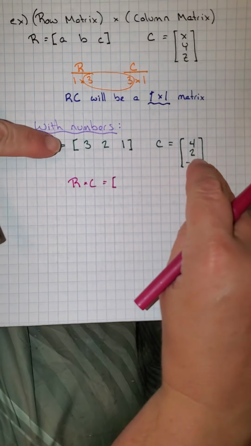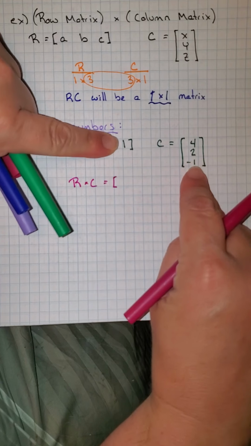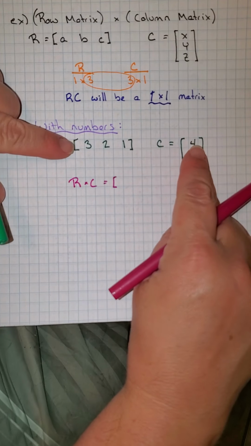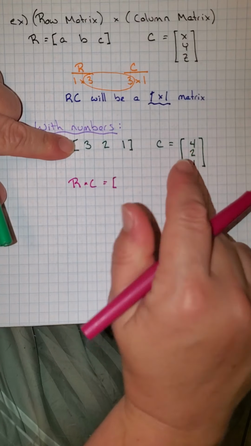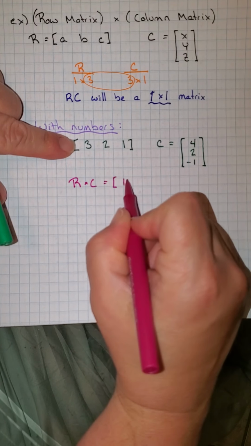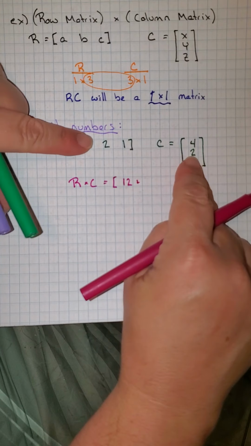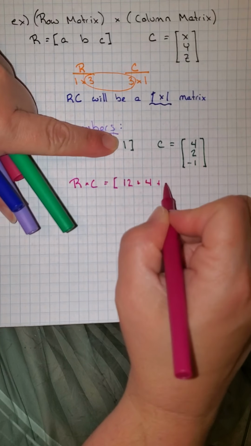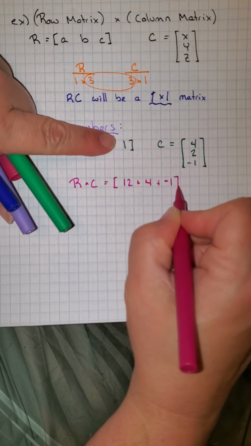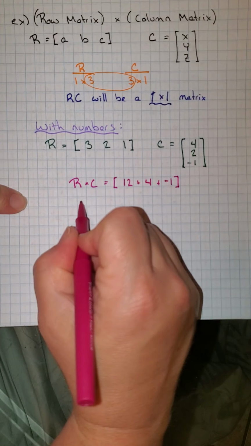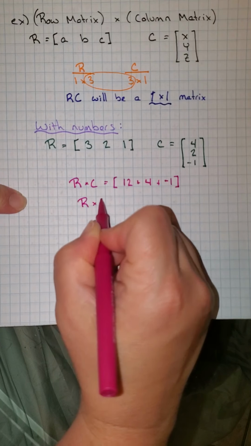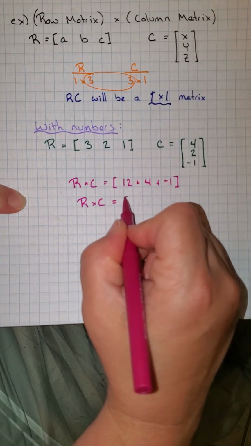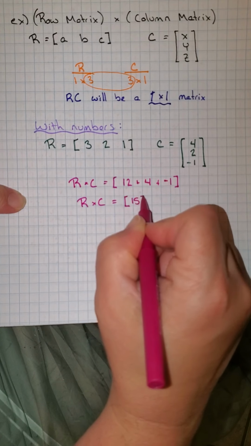Okay, so it's a 1 by 1, so we're going to have one answer. You do like the first times the first, the middle times the middle, the last times the last, and you add them together. So we would do 3 times 4, which is 12, plus 2 times 2, which is 4, plus 1 times negative 1, which is negative 1. So R times C is the matrix. Let's see, that 16 minus 1 would be 15. Would be the matrix with just a 15 in it.